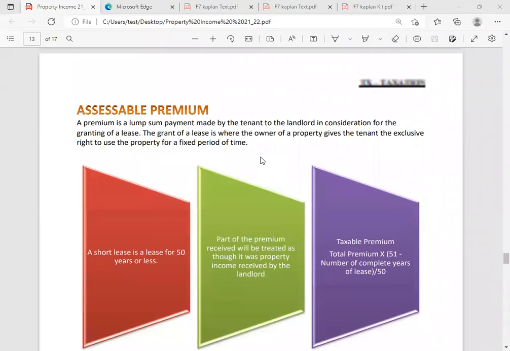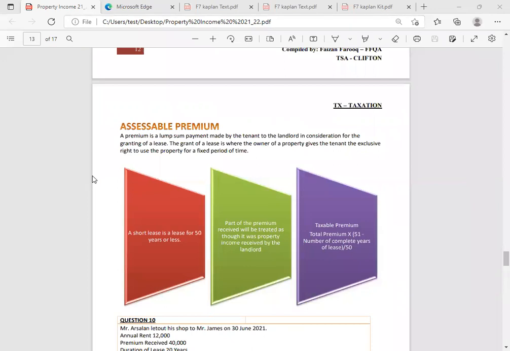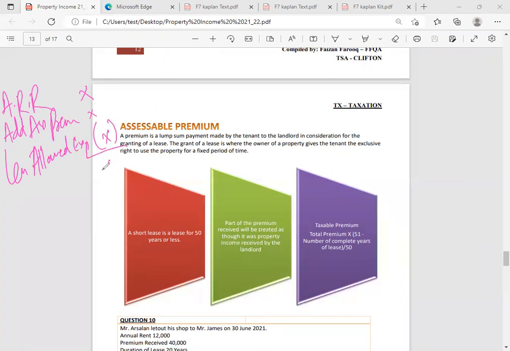Yes, premium. What is premium? Premium, you can say, is like a security deposit. Premium is taxable. We learned a format earlier in our last class as well. Annual rent receipt, then add assessable premium. Assessable means taxable, less allowed expenses. We know that as property income. This we learned.